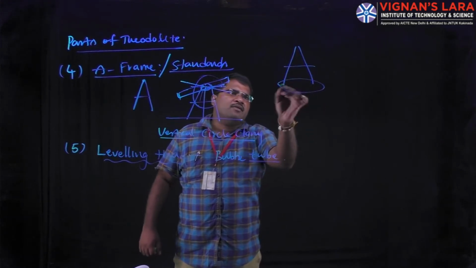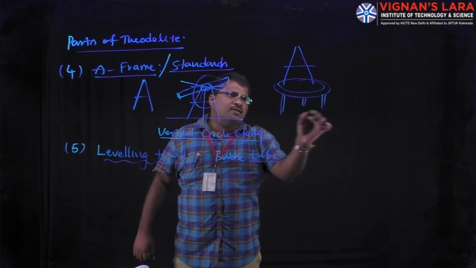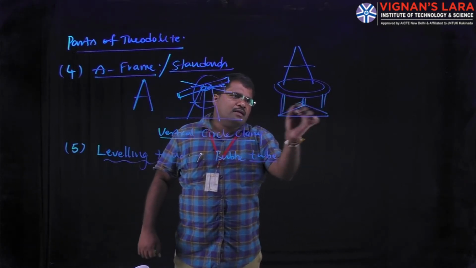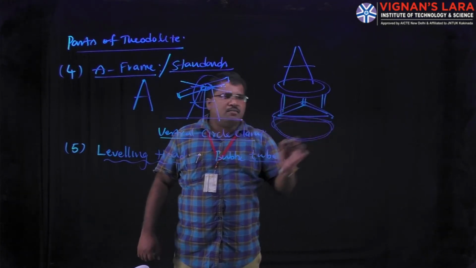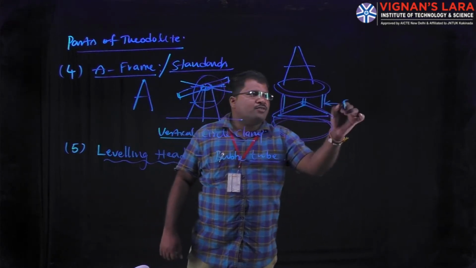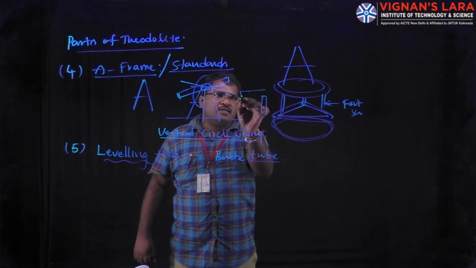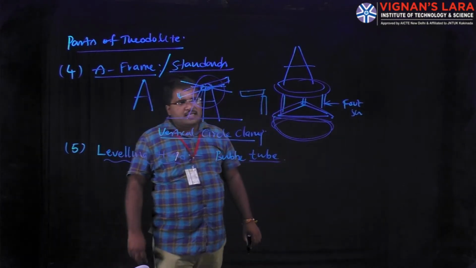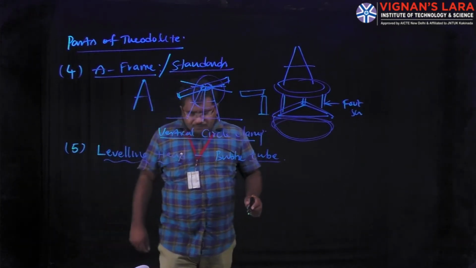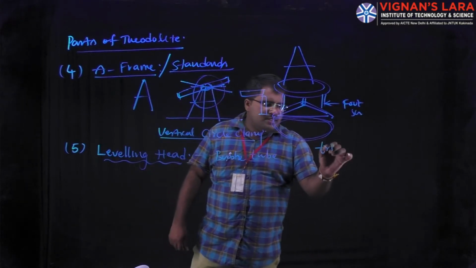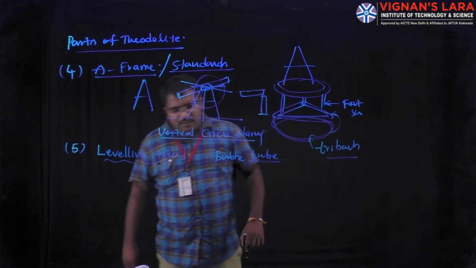Here we have circles below this with the help of three foot screws, and we also have a circular one at the bottom. These have foot screws, and here we have two bubble tubes which are at right angles to each other. The plates here are called the tribrach: this is the lower tribrach and this is the upper tribrach.